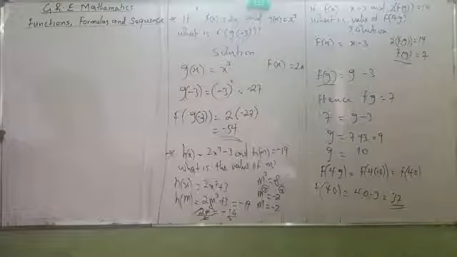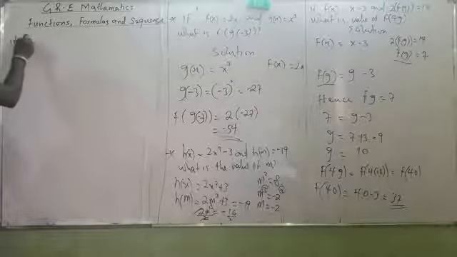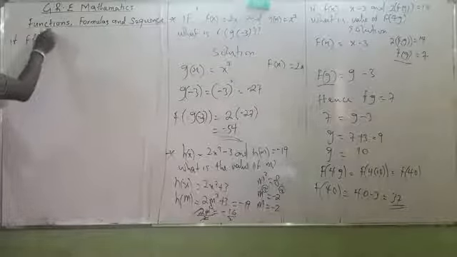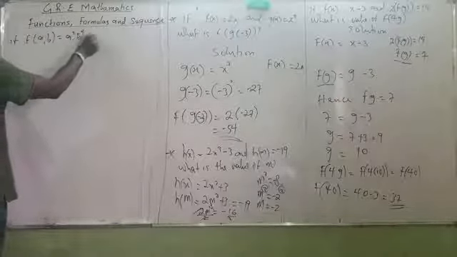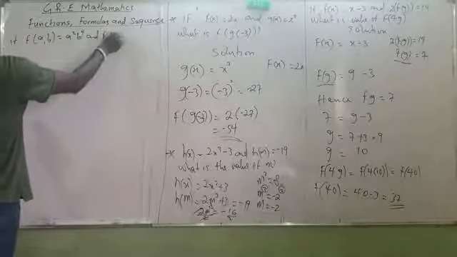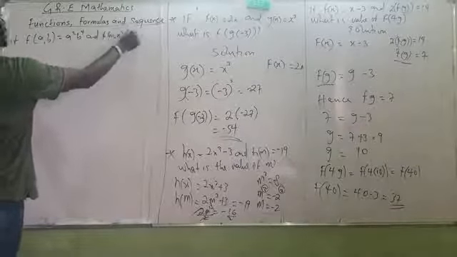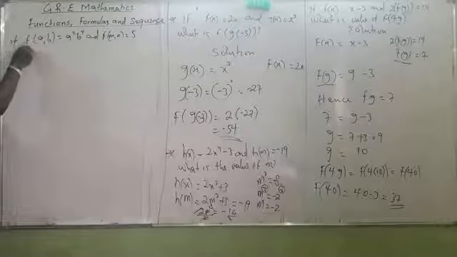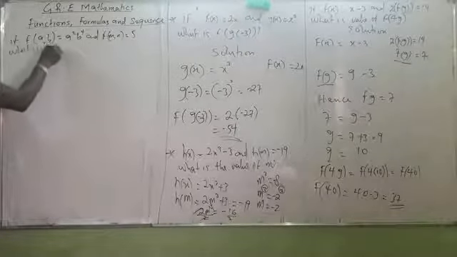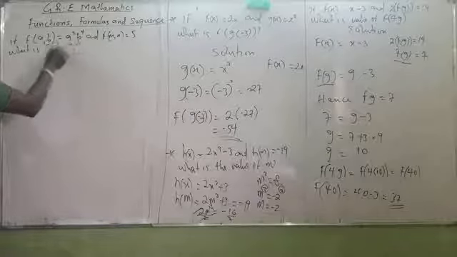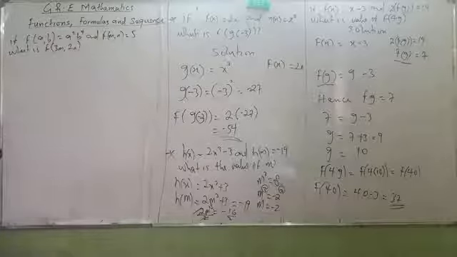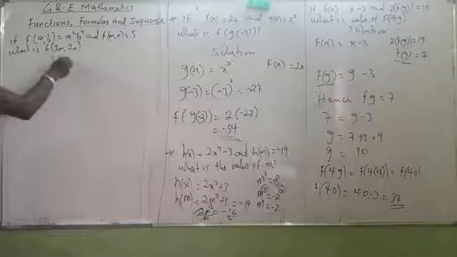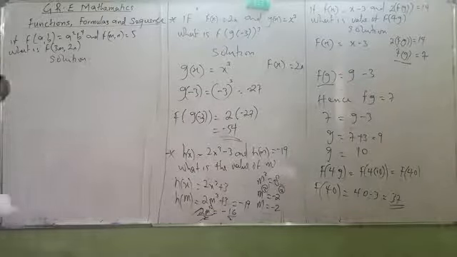Now, I have this particular question. It's a very technical one. They said if f of a comma b equals a squared b to the power 4, and f of m comma n equals 5, what is f of 3m comma 2n? Now, the solution to this problem is very technical. It's in GRE, and I think I've done that earlier.